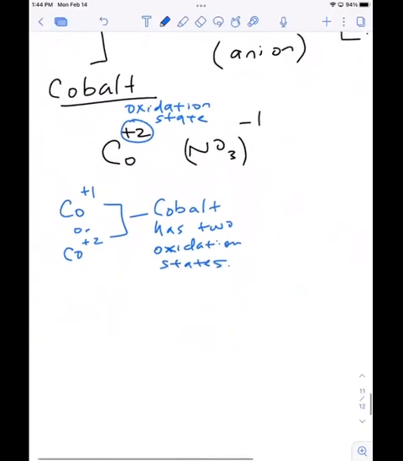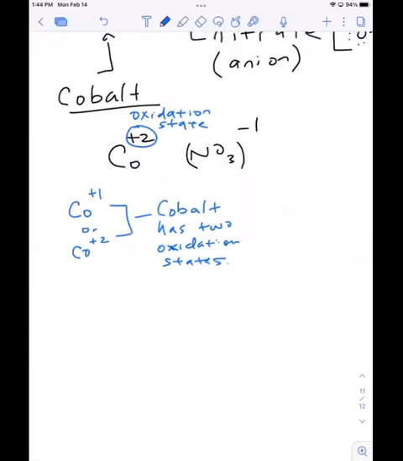Right? So when a metal has more than one oxidation, no, it's not covalent, Mary. Cobalt is still a metal, and then the NO3 is a non-metal. So it's still ionic. Good question.